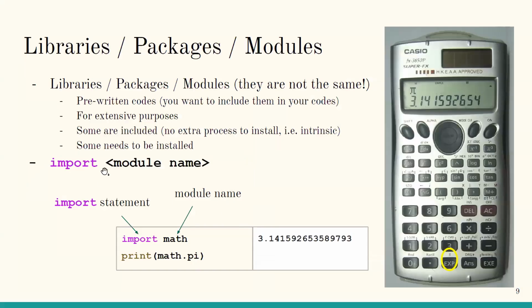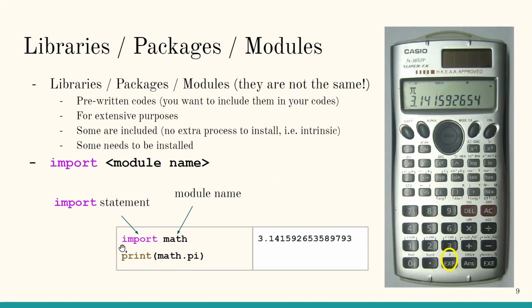Okay, so now we go back to the main lecture material, okay? So this time we will talk about libraries or packages or modules. Actually, they're not the same, but at this stage, you just need to know that they are some functions or some methods provided by other people. They are pre-written codes. You want to include them in your codes because you don't want to write them again, okay? And they could be used for different purposes.